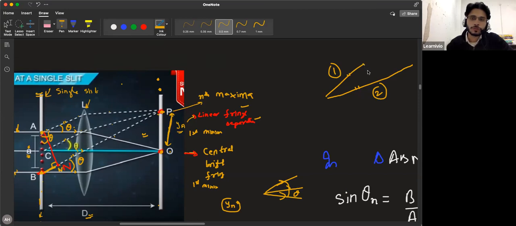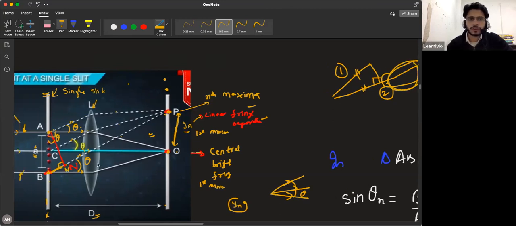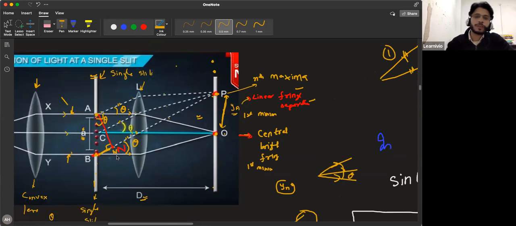I will draw a perpendicular from the end, dropping a point A of the perpendicular. So this portion and this portion become equal. And what about this? This is the extra portion, the path difference. So this extra portion is the path difference. Okay, so once you have the path difference, it is d sine theta.